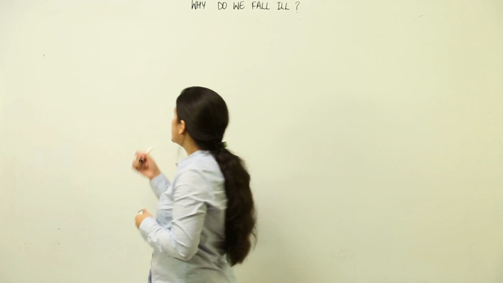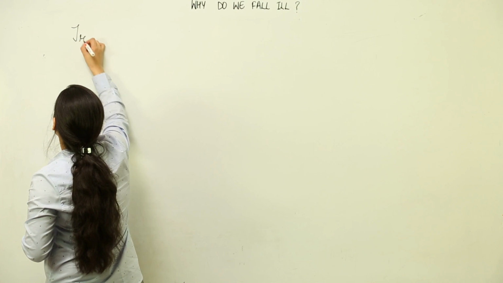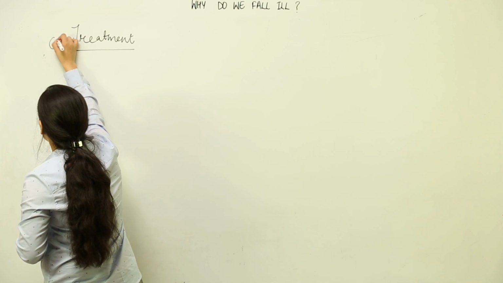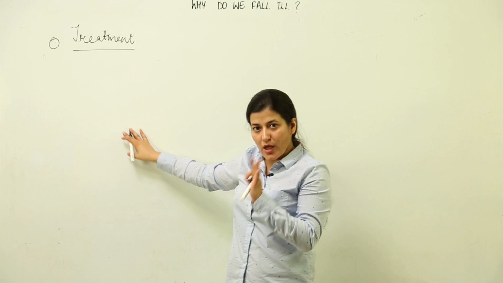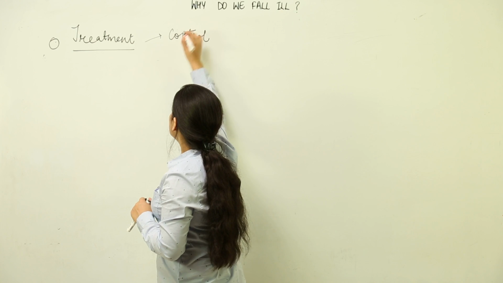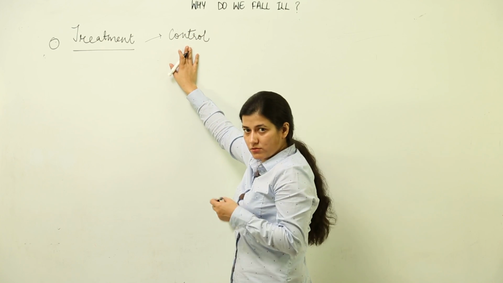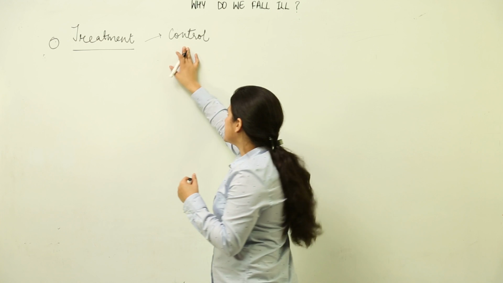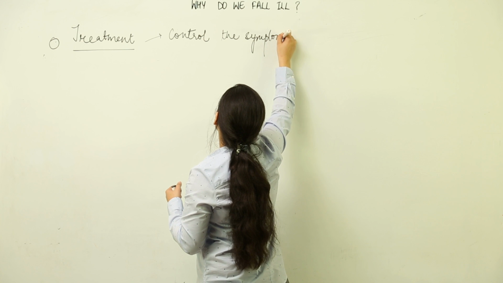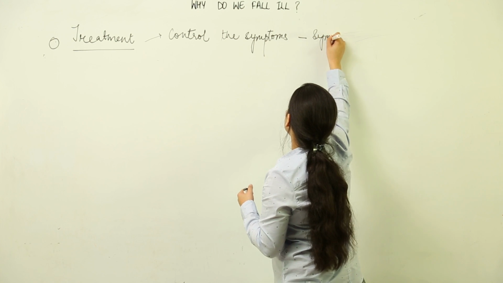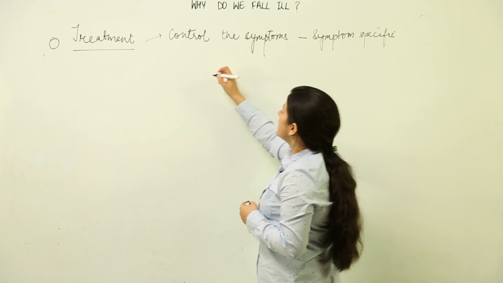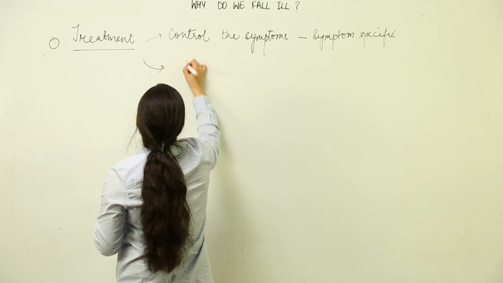Now talking about the treatment, because we are talking about infectious diseases which are caused by microbes, we have two methods of treatment. One is to control the symptoms, that is symptom specific treatment. Whatever the symptom is, we are going to control that. The second thing is to kill the microbe.